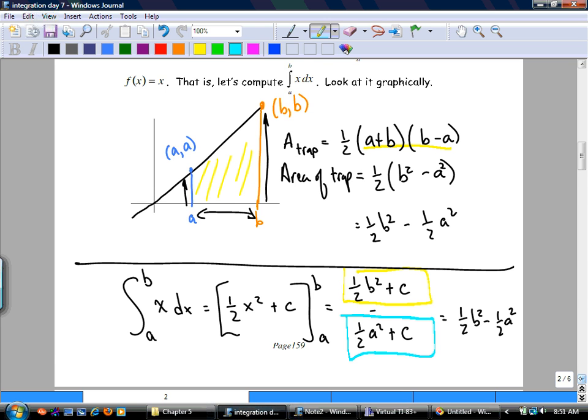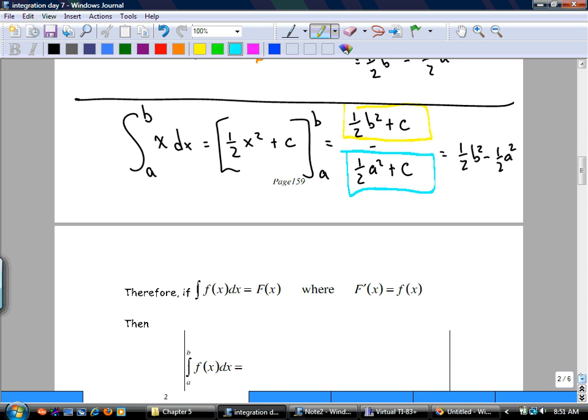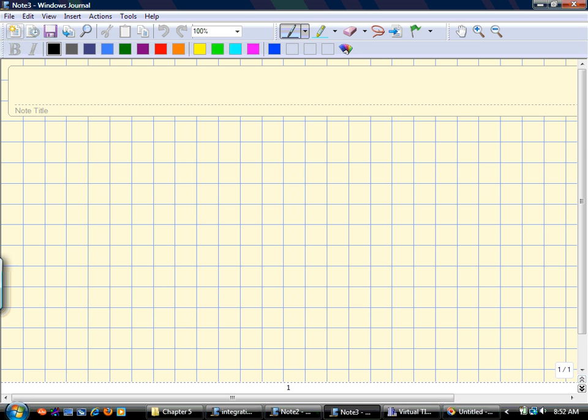So flip the page. My point is, let's do it. Let's do y equals x squared, and let's do the area between 0 and 4.